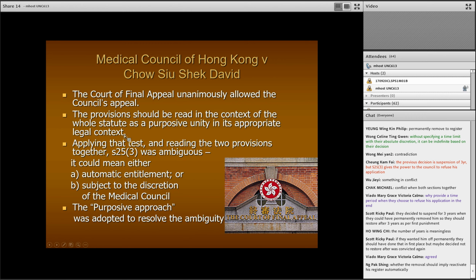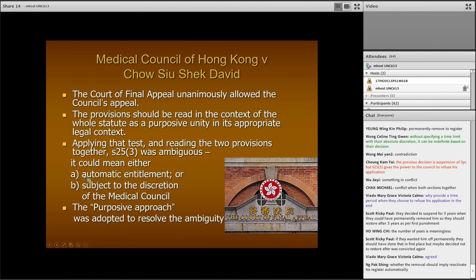So that is the reason why we have to consider the context, the facts surrounding the legislation. Applying the text and reading the two provisions together, Section 25, Subsection 3 was ambiguous. The meaning was ambiguous. Okay, so we have two possible interpretations. The first one is automatic entitlement. It means that the doctor will be entitled to automatic restoration, as long as the period has expired, or subject to the discretion of the medical counsel.